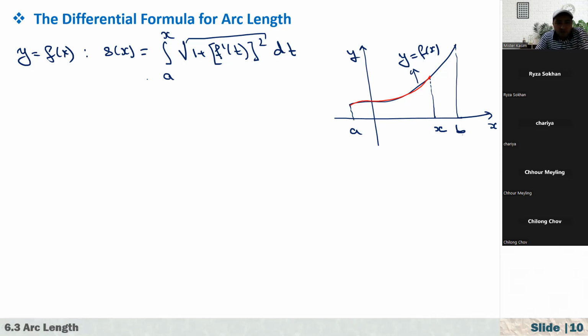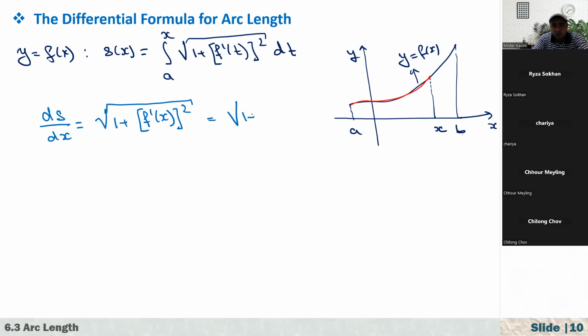If I differentiate both sides with respect to x, what happens here? Here we have d/dx on both sides. The fundamental theorem of calculus says that if you integrate a function over the interval a to x and differentiate this, it gives us our original function back. So what is our original function? It is this thing. So ds/dx is equal to the square root of 1 plus f prime of x squared, or simply 1 plus dy/dx, f prime of x, squared, all under the square root.